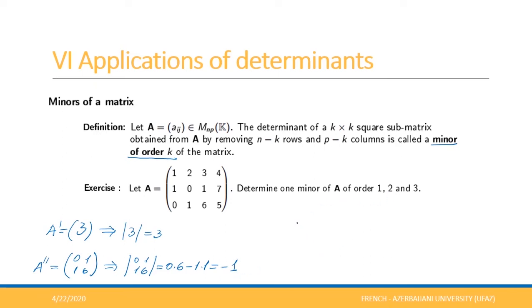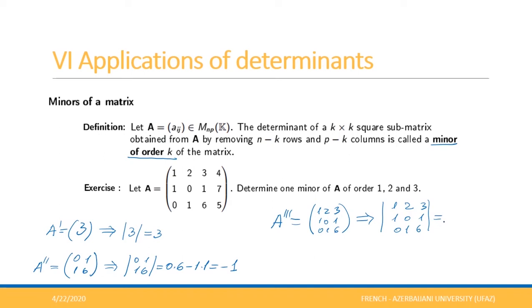Let's take a 3 times 3 submatrix. I will use this notation A3 prime. For example, we can take this submatrix: 1, 2, 3, 1, 0, 1, 0, 1, 6. Its determinant will be the determinant of this matrix. Here I will use the expansion formula along the first column.